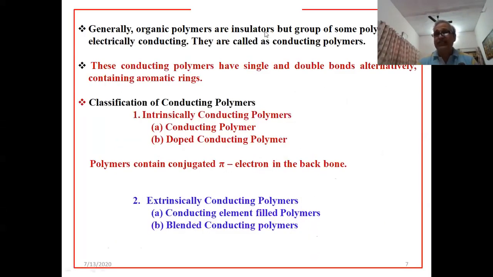Generally, organic polymers are insulators, but a group of some polymers are electrically conducting. They are called conducting polymers. The property of these conducting polymers is that they have single and double bonds alternately, known as conjugated bonds. The conducting polymers are basically of two types. One is intrinsically conducting polymers, and these have two types, conducting polymers and doped conducting polymers. In these, the polymer contains conjugated pi electrons in the backbone. And in extrinsically conducting polymers, we can add some conducting part to polymers which are not conducting.